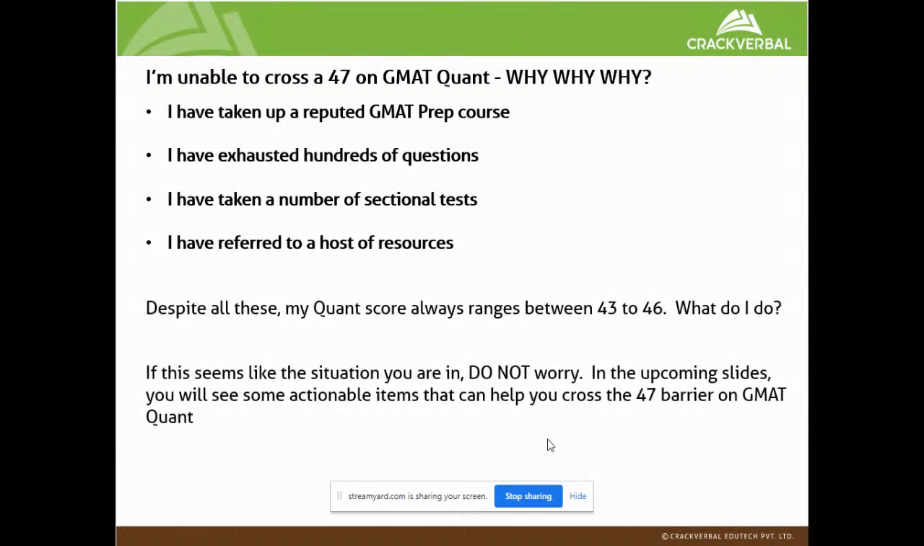Despite all this, your quant score always ranges between 43 to 46, even when you take up a mock test. And that's when you're probably tearing your hair out and asking yourself, okay, what do I do now? What is it that I have to do to be able to cross this barrier?